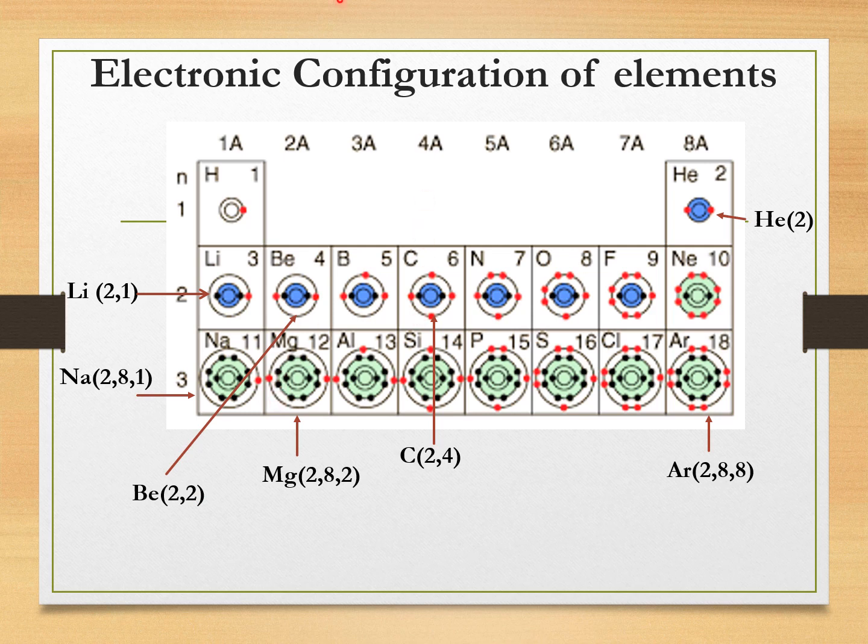Likewise, carbon has 2 shells. So it is in the second period. Magnesium has 3 shells. So it is in the third period. Argon has 3 shells. So it is in the third period. Helium has only 1 shell. So it is in the first period.